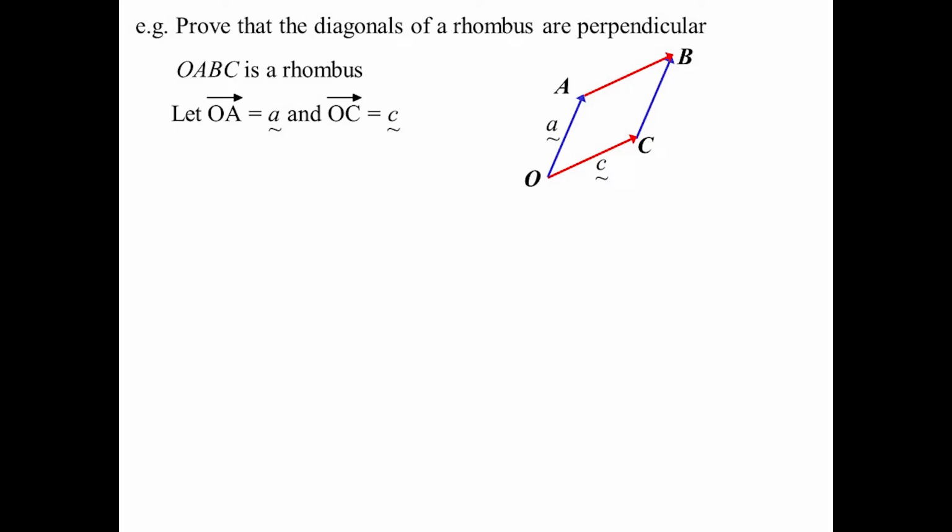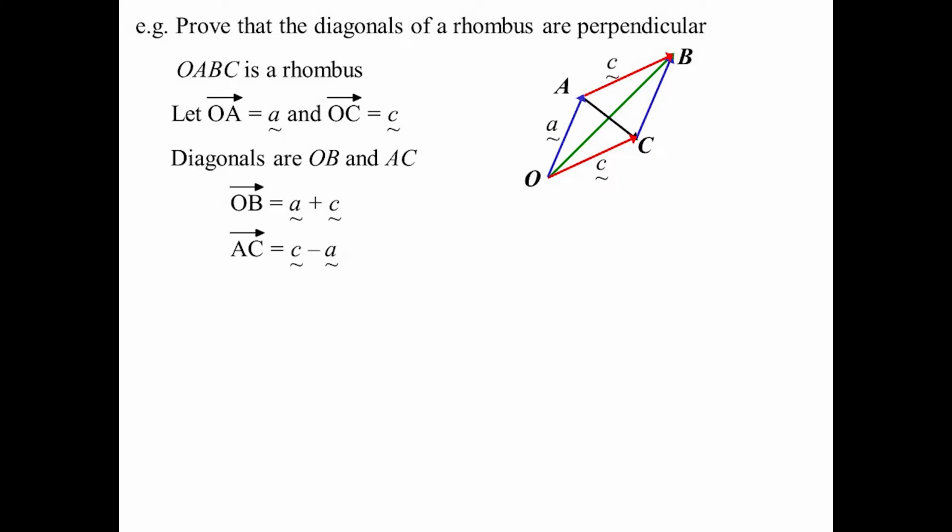So we know it's a parallelogram because those vectors must be parallel. They're telling me it's a rhombus, so I also know that the length of OA is the same as the length of OC. So I'm going to call vector OA A and vector OC C. How creative. Now the diagonals, which we're trying to prove are perpendicular. So one's going to be OB, but that would be the sum of the two vectors. And the other diagonal, AC, is the difference of the two vectors.